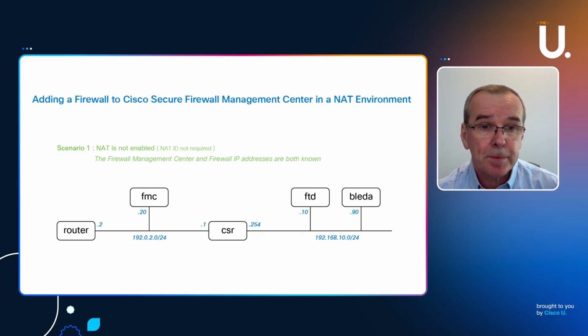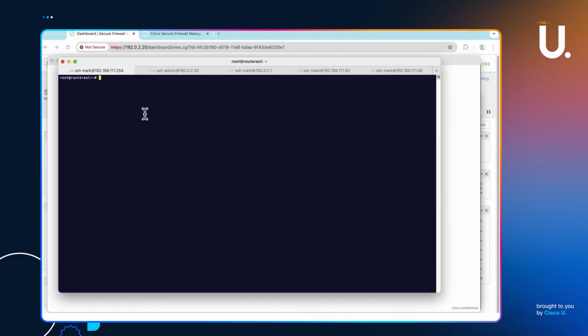This is actually the router, and what I'm going to do here is use tcpdump to monitor traffic. Then from the firewall, which is this one here, I'm going to see if I can ping the manager, and that's the manager's address, 192.0.2.20. You can see that that's worked.